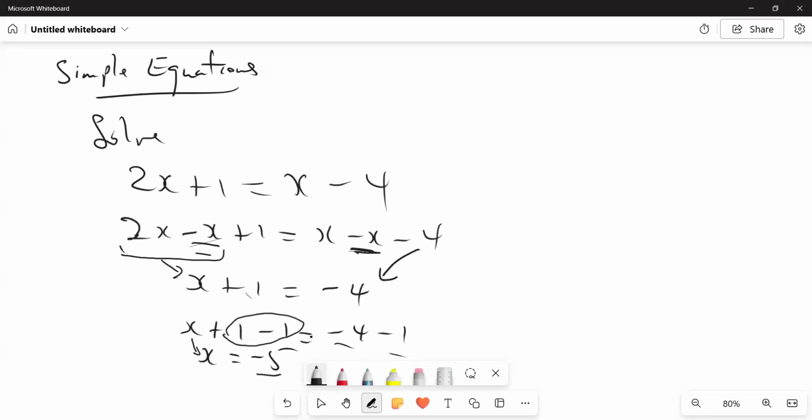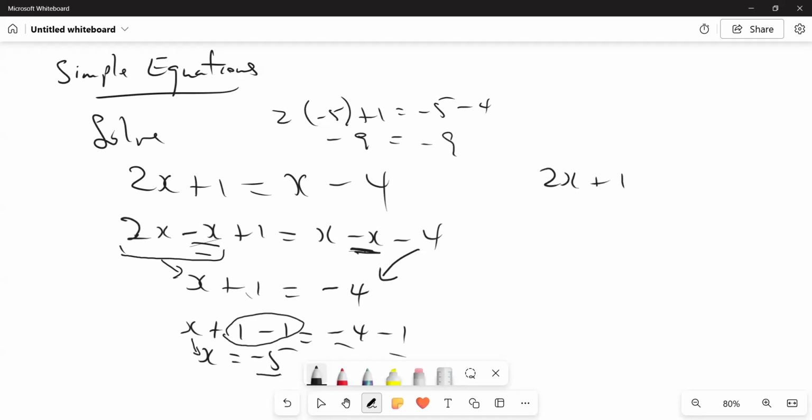Of course, in every simple equation, when you solve it, if you want to know your answer is right, just put back the value here. 2 times minus 5 plus 1 will be equal to minus 5 minus 4. And is this minus 9 equal minus 9? Right? Good.